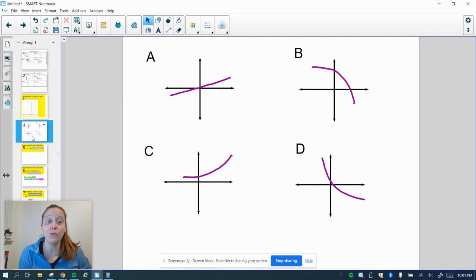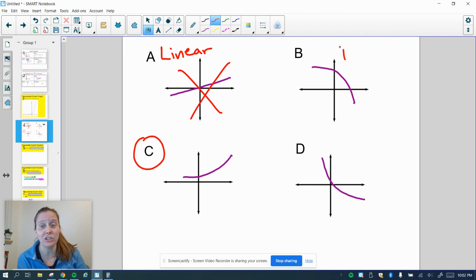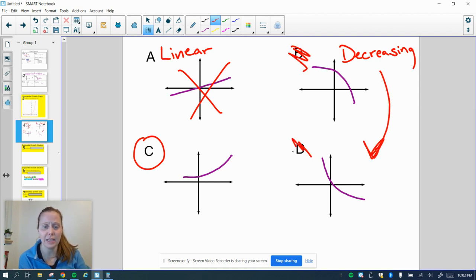All right, if we look at these four graphs here, A, B, C, D, which one of these shows exponential growth? Awesome. You should have said C. A is more linear, right? It has that straight line. So it's not A. B is actually decreasing. And D is also decreasing. So it's not A, B, or D, and our example of exponential growth is graph C.